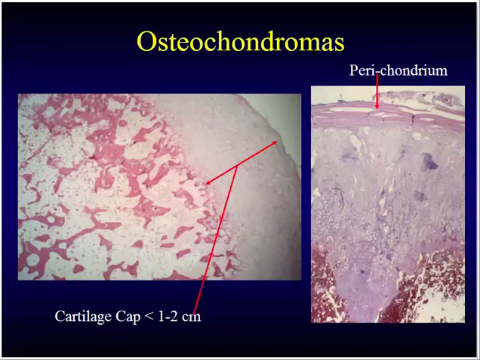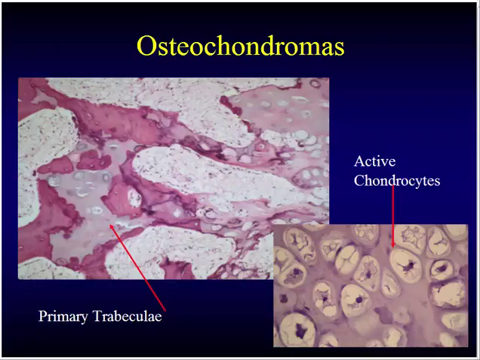And finally, histologically, what do you see? The cartilage cap should be less than 1 to 2 centimeters. You see primary trabeculae underneath here, and you see perichondrium. You can't leave the perichondrium on. You have to get the perichondrium off and all this cartilage, otherwise it'll come back. And here are the primary trabeculae just right underneath that cartilage cap.